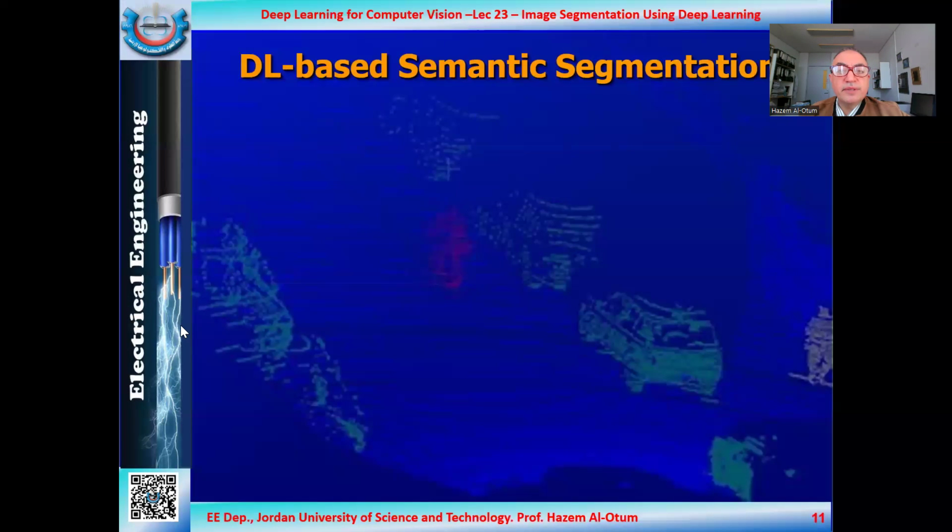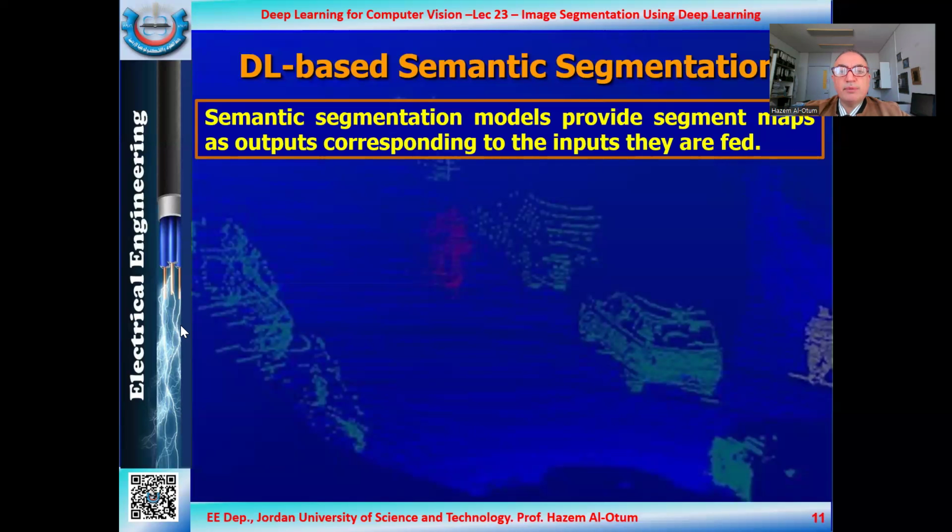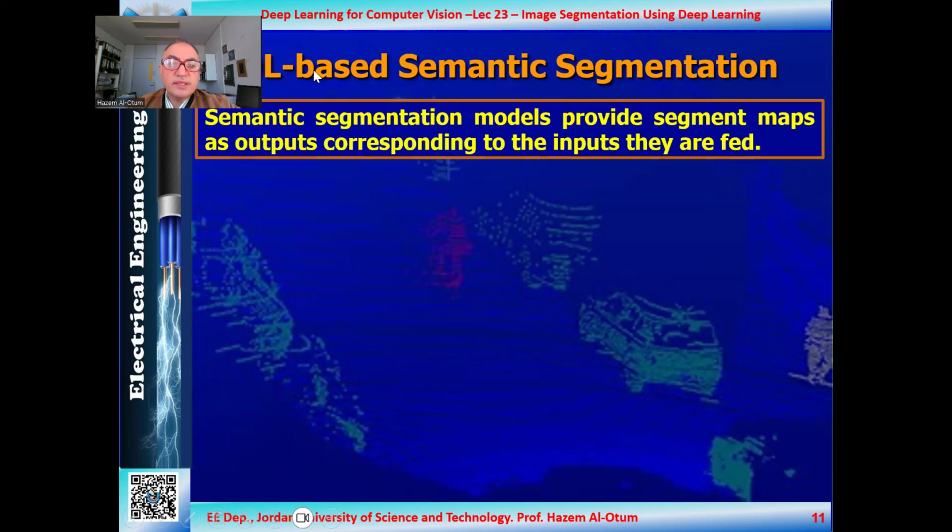Now, DL-based image segmentation is a type of segmentation that is based on using deep learning and its tools. In this case, the models provide segment maps as outputs corresponding to the inputs they are fed. So for each pixel at the input, it maps your input into outputs having a specific segment or region that belongs to it.